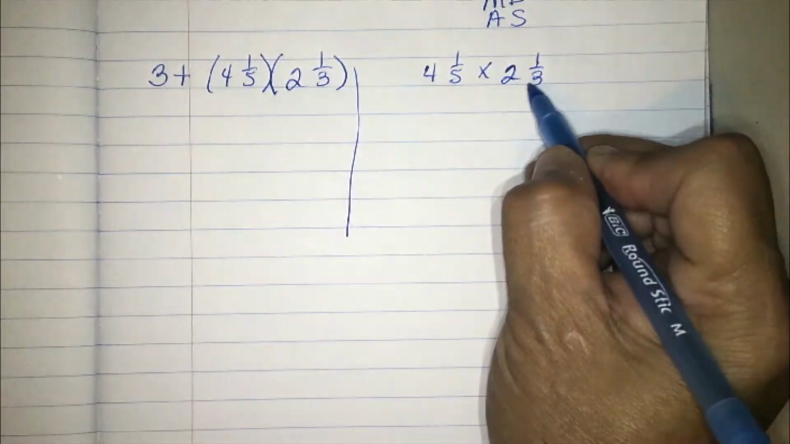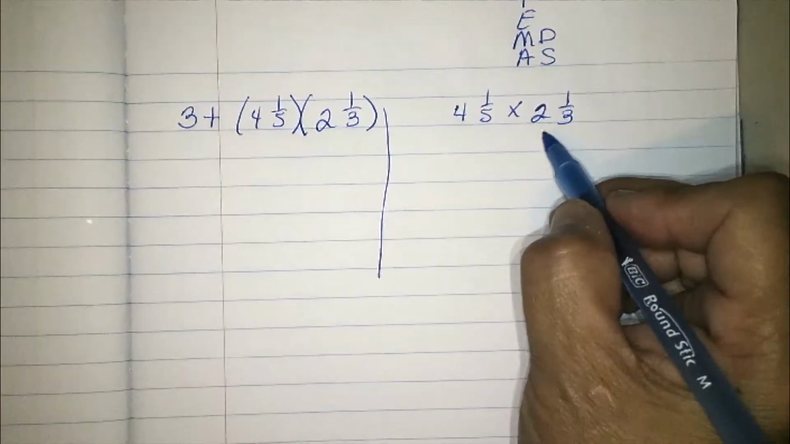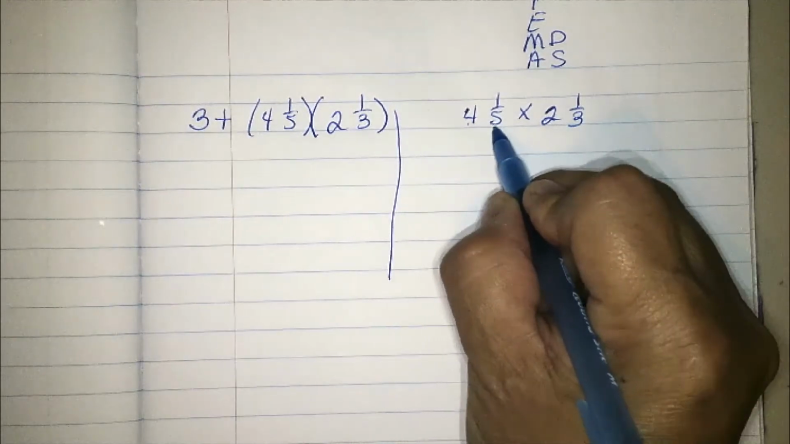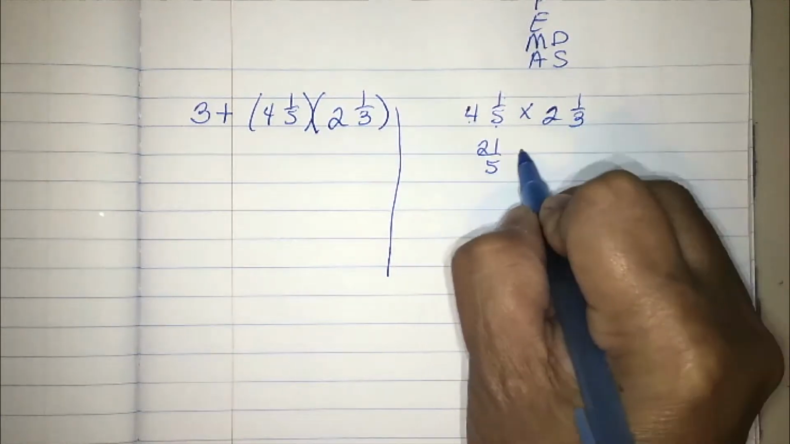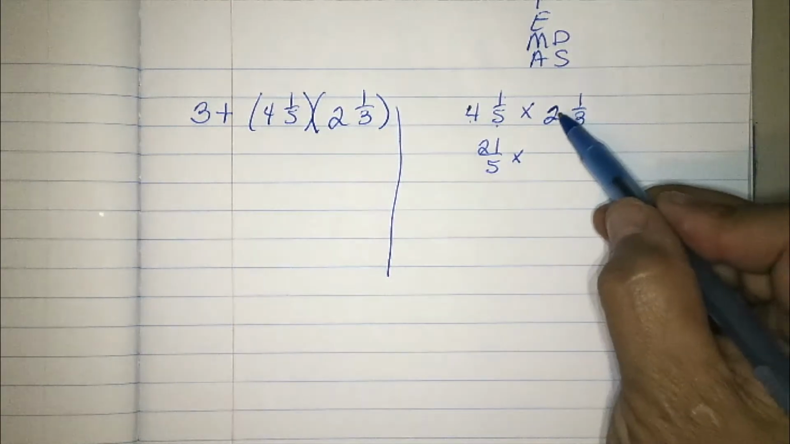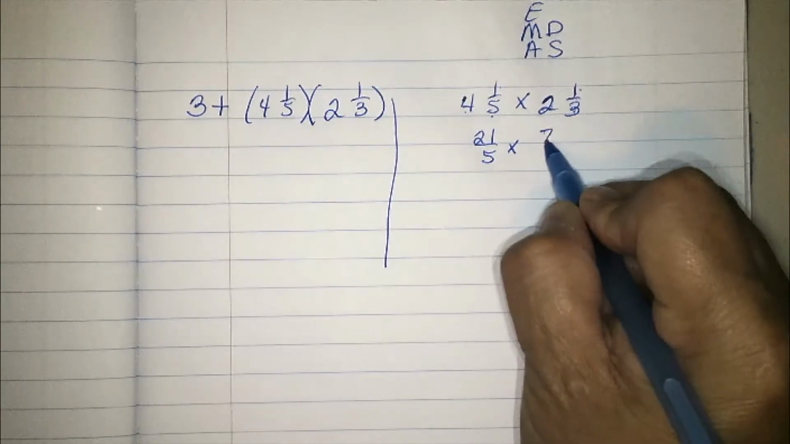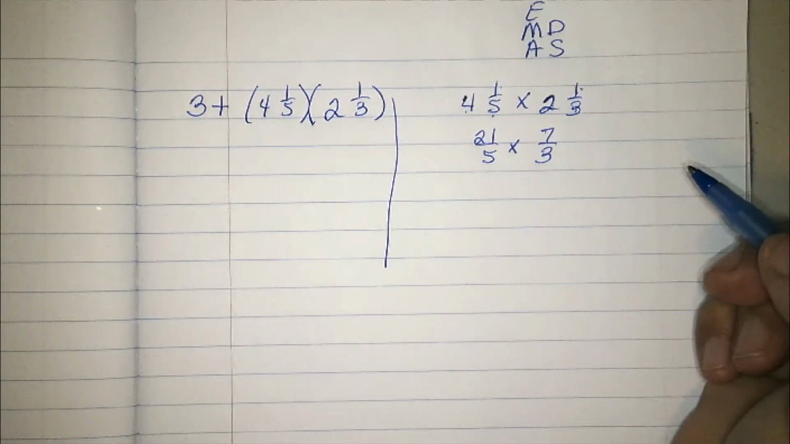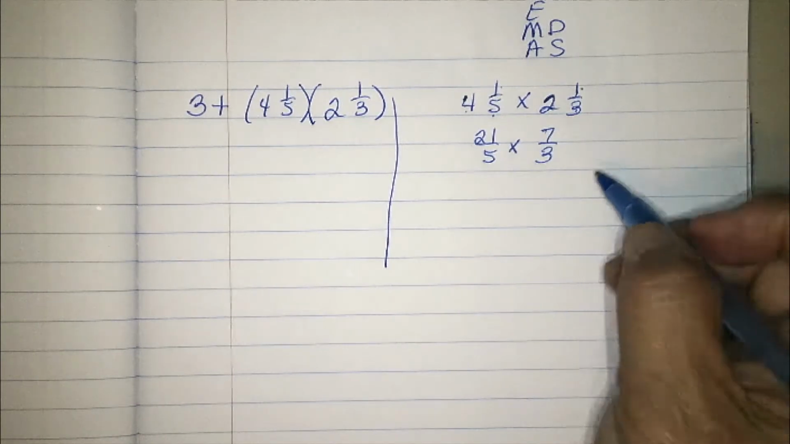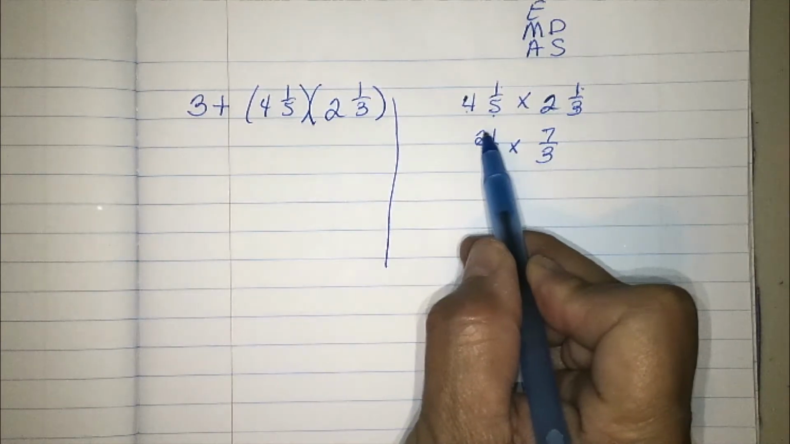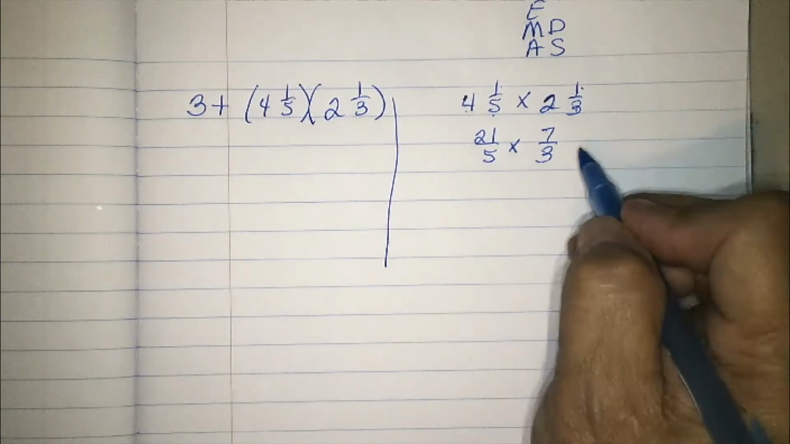Now these are mixed fractions, so we're going to have to convert them to improper fractions. So 4 times 5 is 20, plus the 1 on top gives me 21/5. 2 times 3 is 6, plus the 1 on top gives me 7/3. Now I double check before I multiply across. I look from upper left to lower right, and I noticed that I can go ahead and cancel.